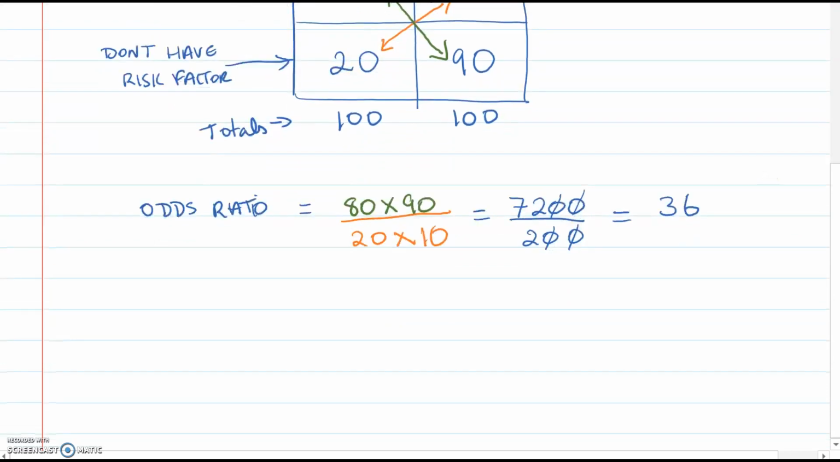Now what it means is the tricky part. You might think that if you smoke, you're 36 times more likely to get lung cancer, but strictly speaking it's a little bit different than that. It is if you already have the disease, you are 36 times more likely to be a smoker.